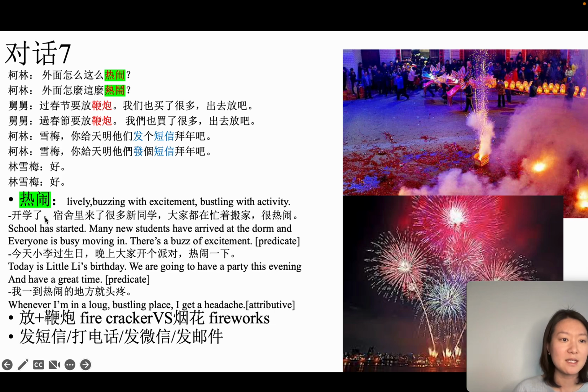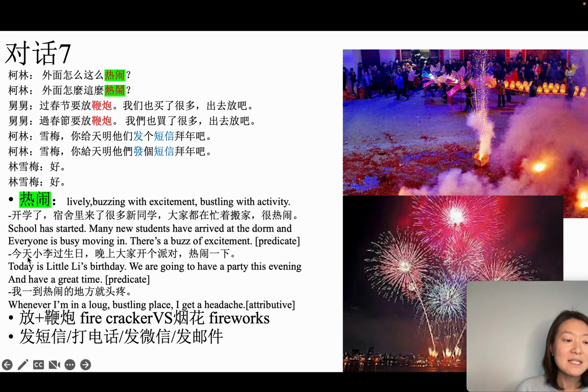Okay, the first two sentences are 开学了,宿舍里来了很多新同学,大家都在忙着搬家,很热闹。So school has started. Many new students have arrived at the dorm. And everyone is busy moving in. Here, we have learned this grammar: 忙着 do something, busy doing something. 忙着搬家,很热闹。There's a buzz of excitement. So here, 热闹,很热闹, 热闹 is a predicate.